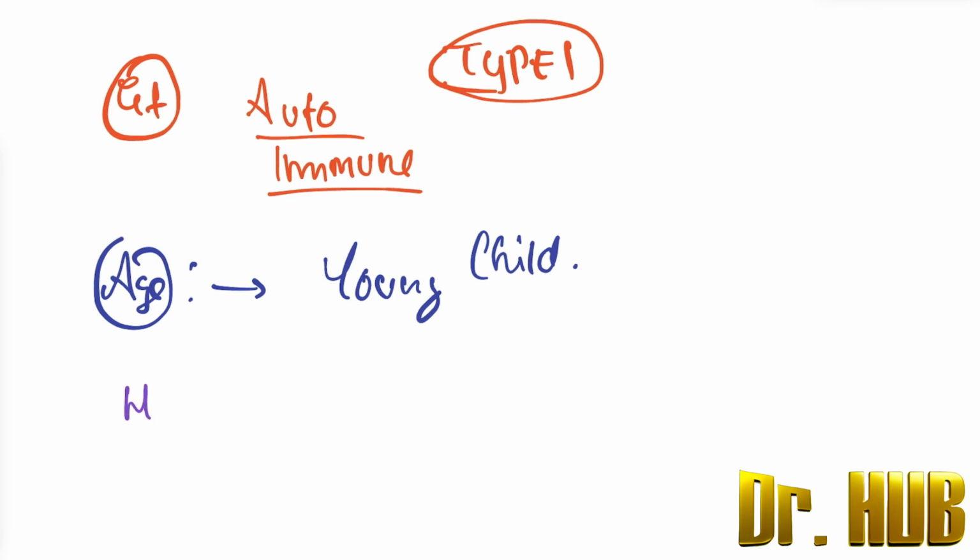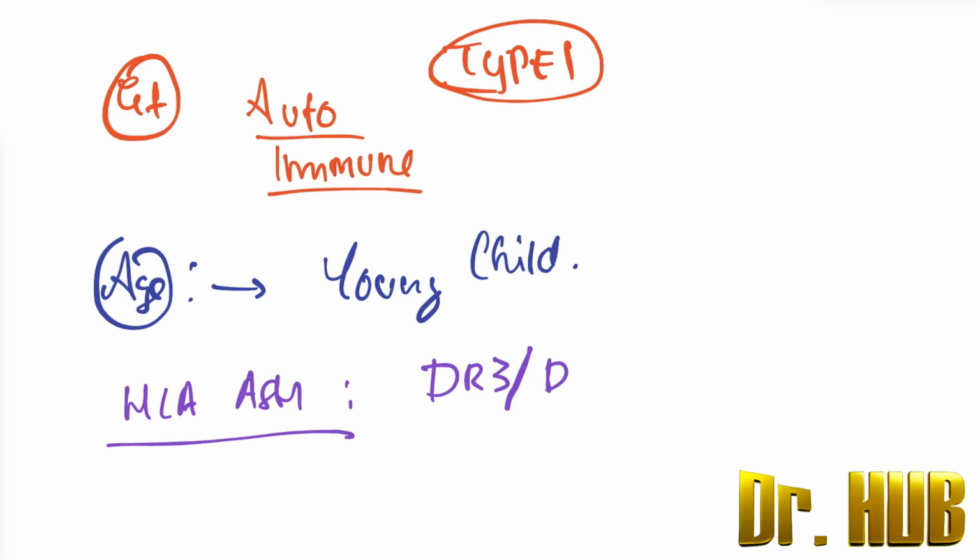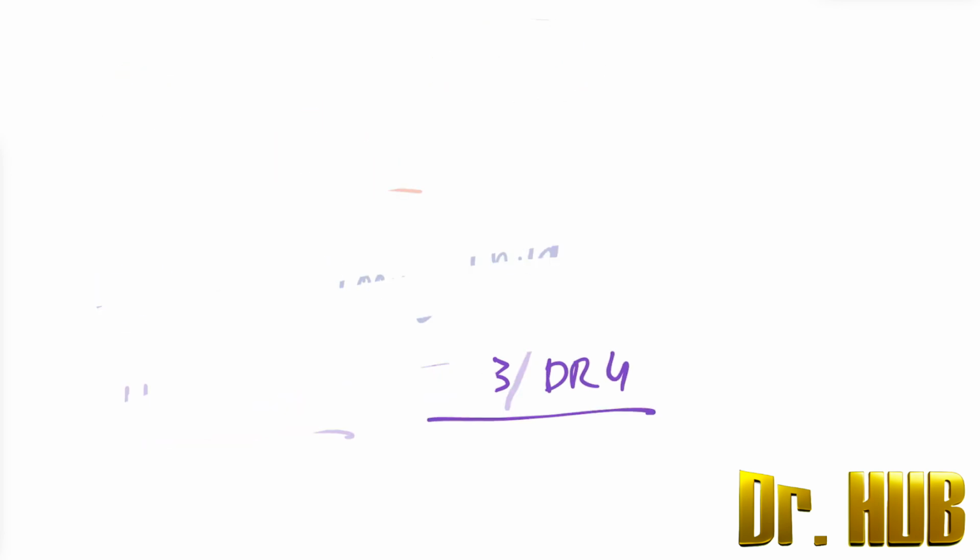What about the HLA association? The HLA association will be DR3 and DR4. Next, what about the body weight? The body weight will be normal or underweight. The weight will be low.